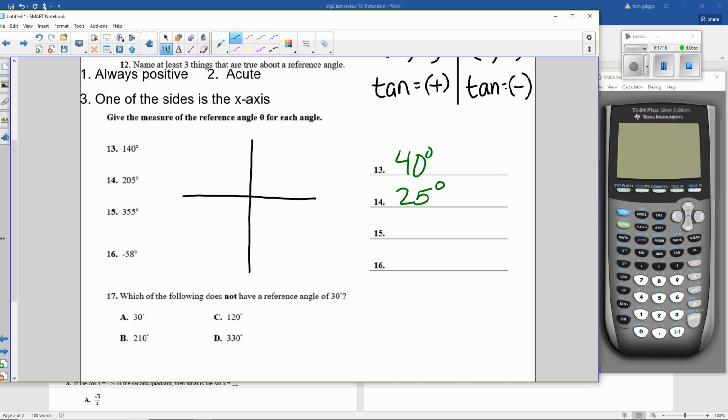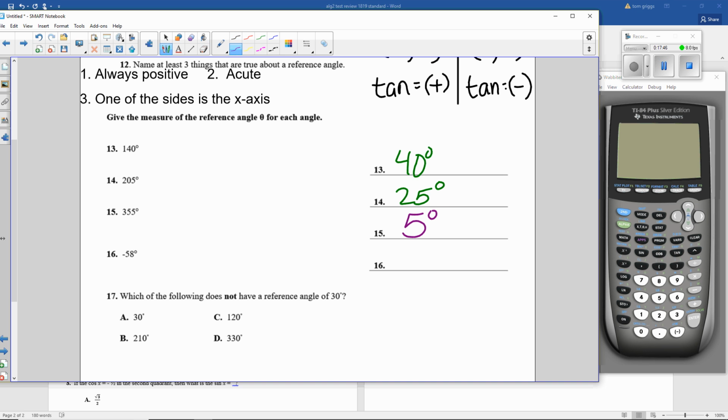355 is in the 4th quadrant, almost a full circle. So that's a 355 degree angle. We know that this piece right here, of course, is 5 degrees because this angle is 5 degrees short of becoming a full circle. So that is our reference angle, shortest distance to the x-axis.